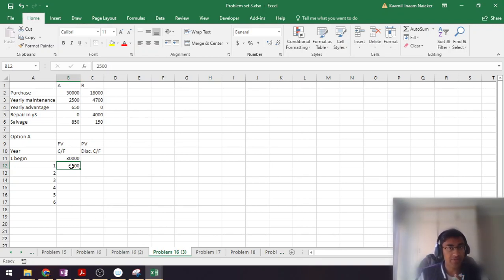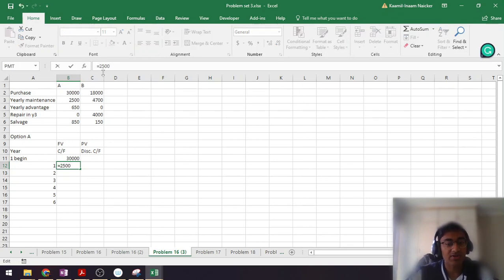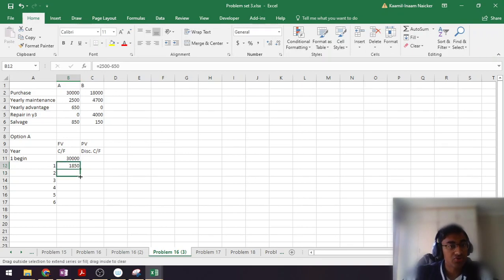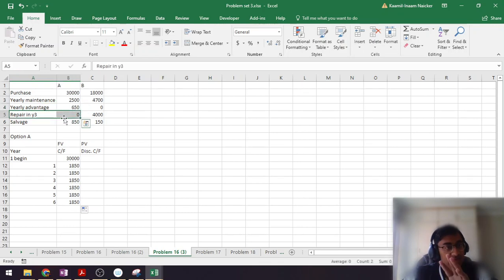So just think about that. Money going out is positive. So money that I save or money that comes in is negative. So I can actually subtract from the expenses. So this is equal to 2,500 minus 650. That applies in year 2, 3, 4, 5, 6. Each year I need to pay for yearly maintenance, and then I have a yearly advantage. In year 3, I don't have any repairs, so that's fine.